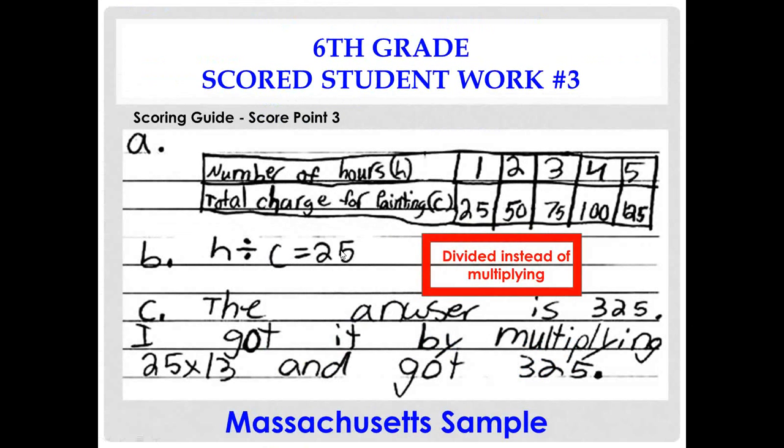So they misunderstood something, which means they divided instead of multiplied. So they should have taken the amount of hours, of course, times the amount that's charged per hour to find the final cost. In Part C, the answer is 325. I got it by multiplying 25 times 13 and so they understood some part of it. It's just they misunderstood the writing of the equation on Part B.